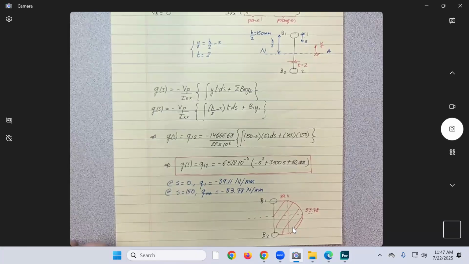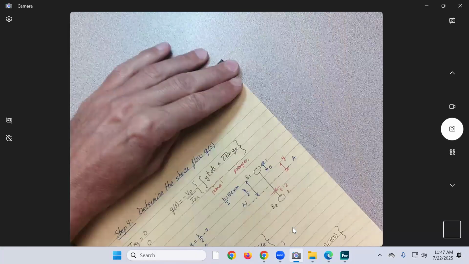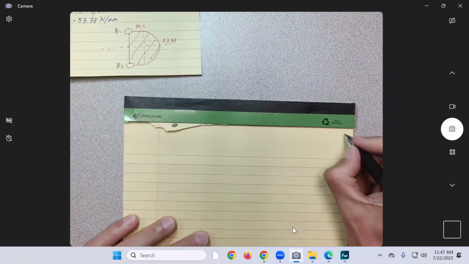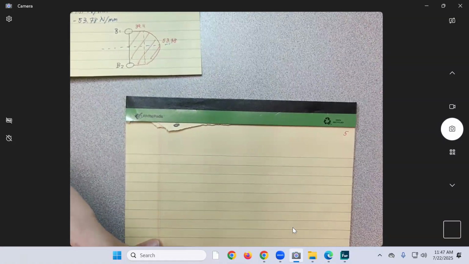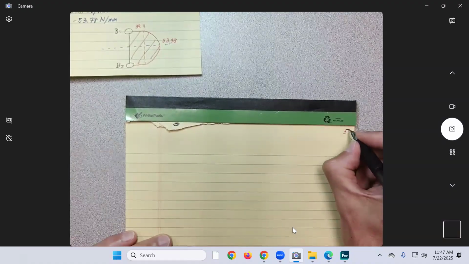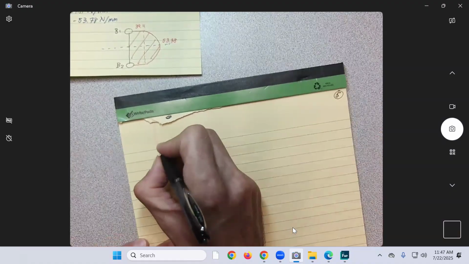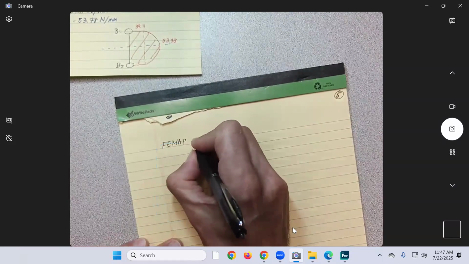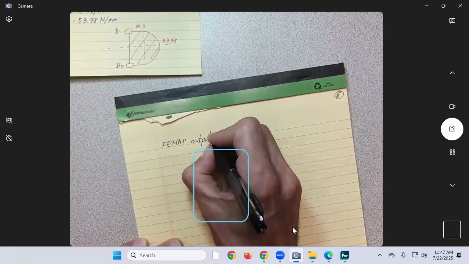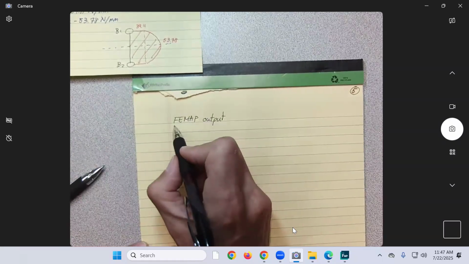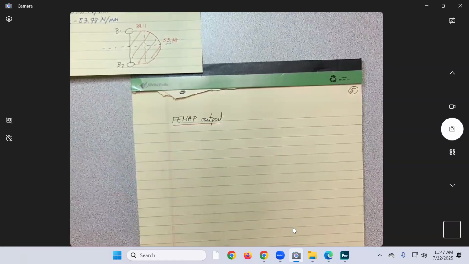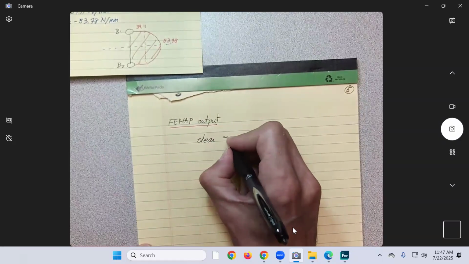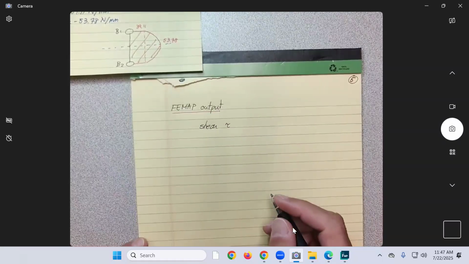Let's look at the units over here. Okay, so for FEMAP output. So let's see. What are the units for the shear? What are units for the shear in general?